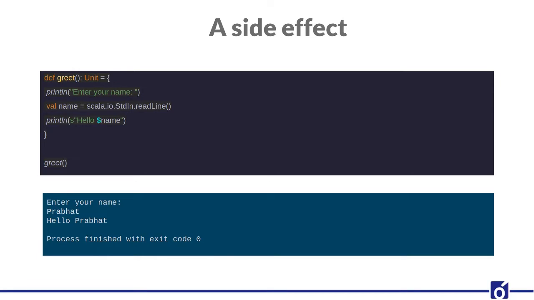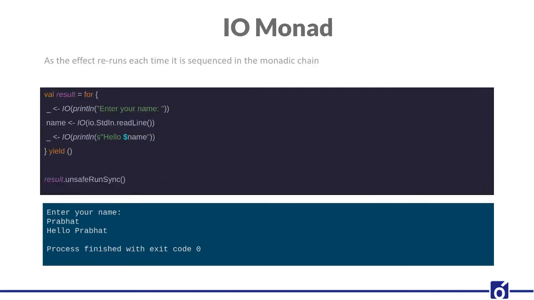Now let's look into some code snippets again. So we have a method greet here, which is actually performing side effects, which is pretty much obvious: we are printing to the console and we are reading from the console, which is kind of IO, and all of this is your side effect. The program does run well, but as a functional programmer you should always avoid this.